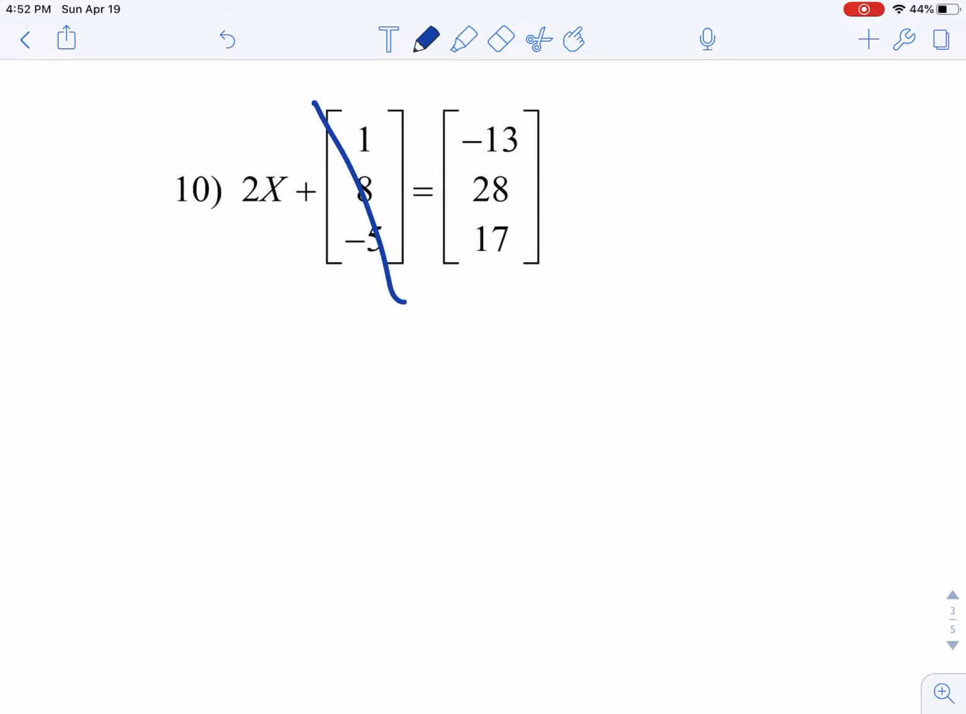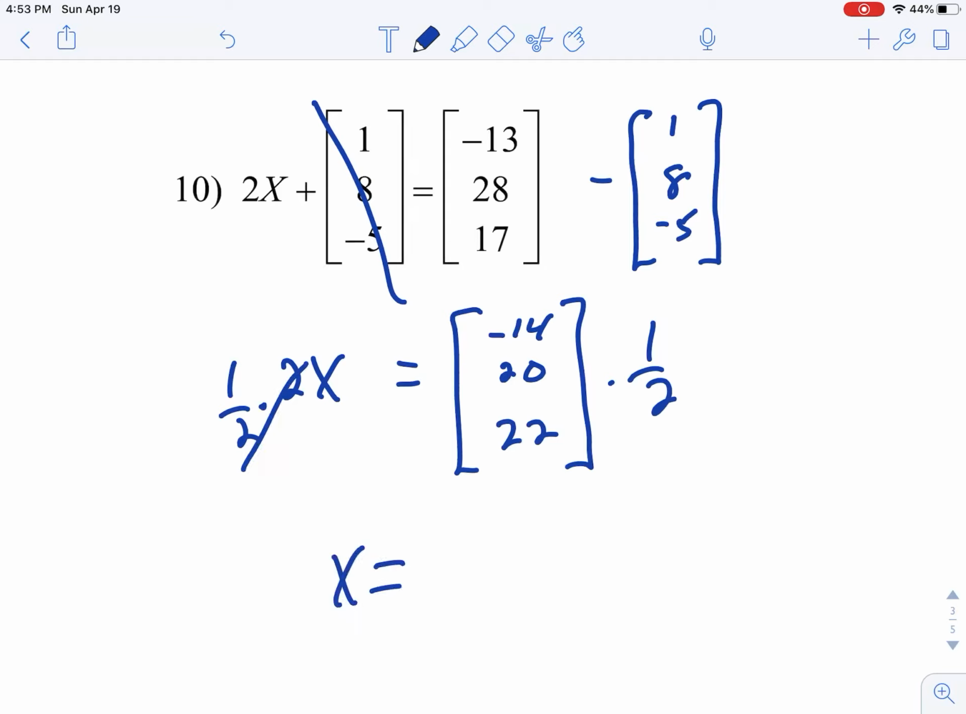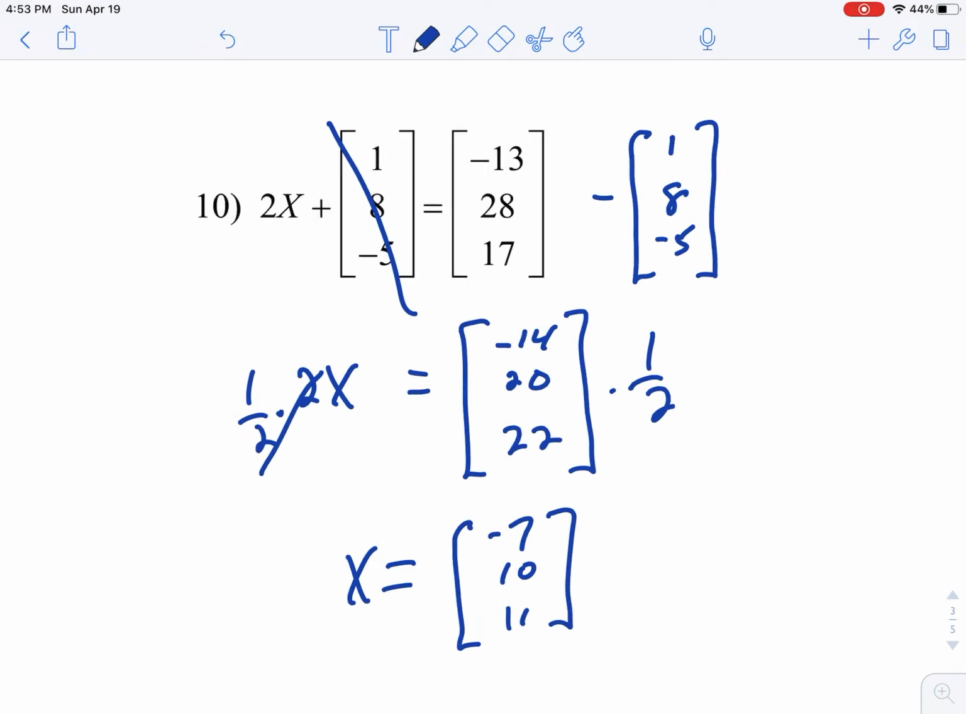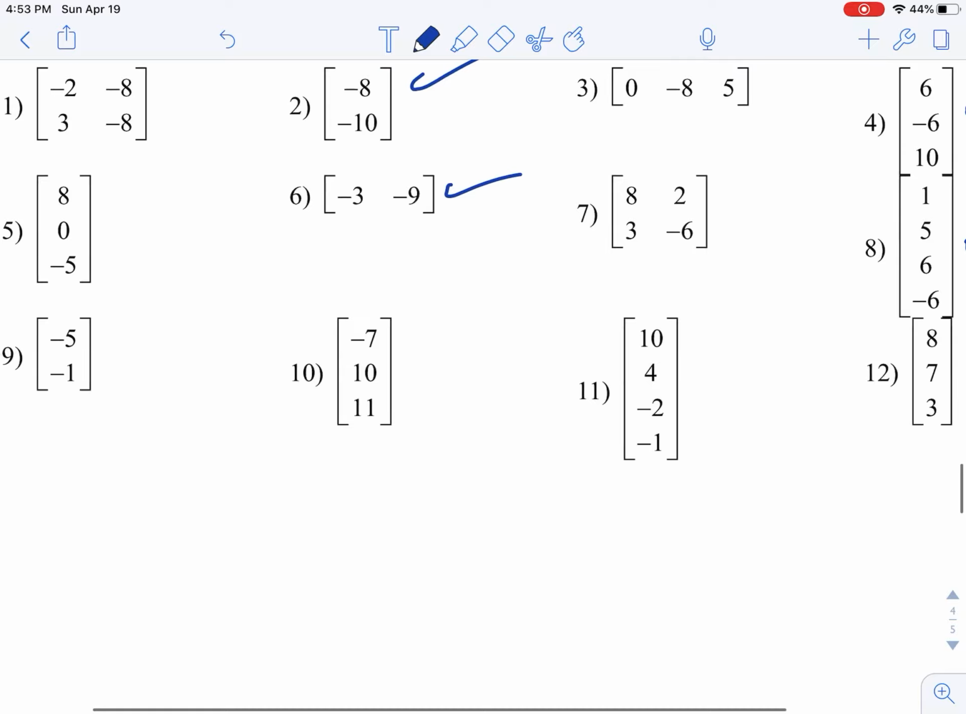All right, so cancel this out by subtracting 1, 8, negative 5. So 2X equals negative 13 minus 1 is negative 14. 28 minus 8 is 20. 17 minus 5 is 22. Multiply both sides by 1/2. And you get negative 7, 10, 11. Let me check number 10 and see if that's the right answer. Yep, right there.